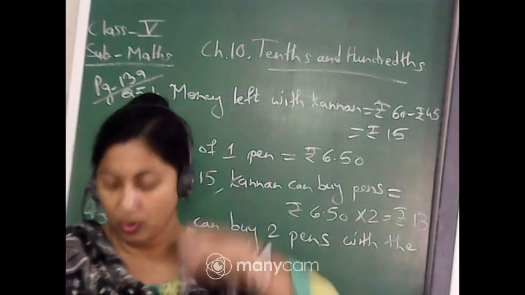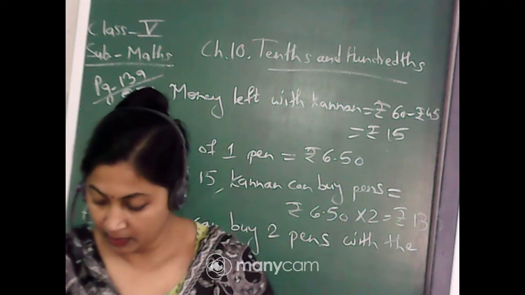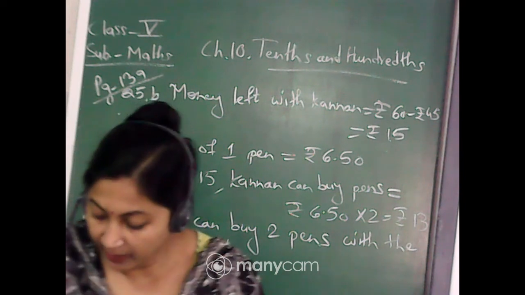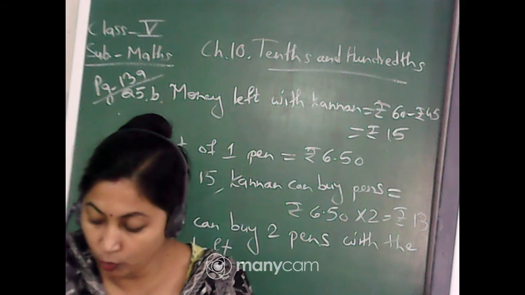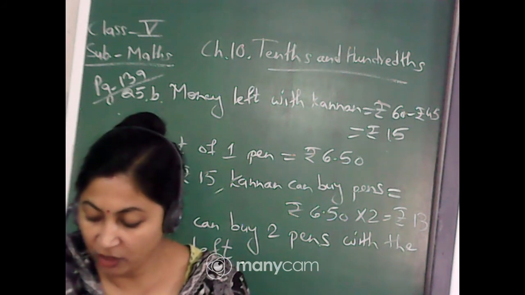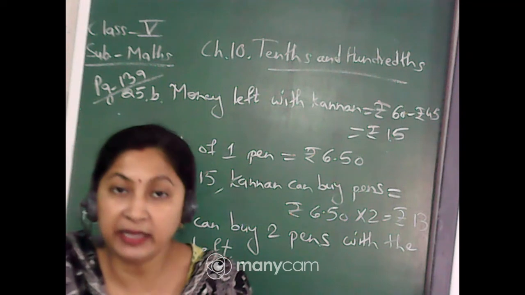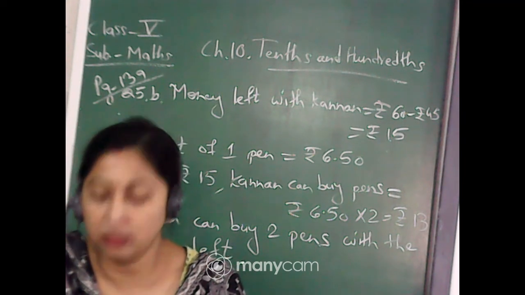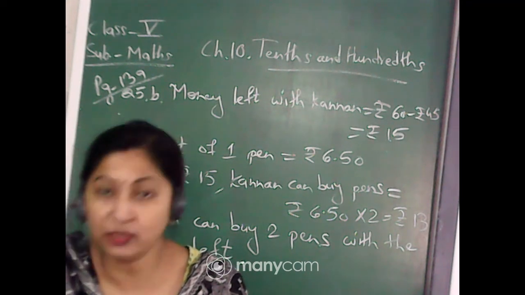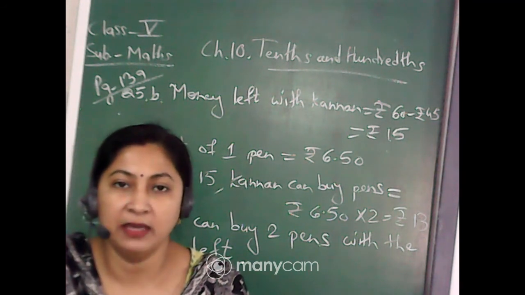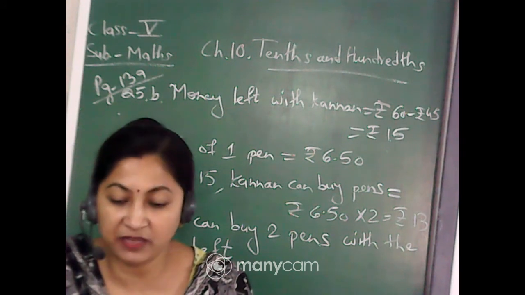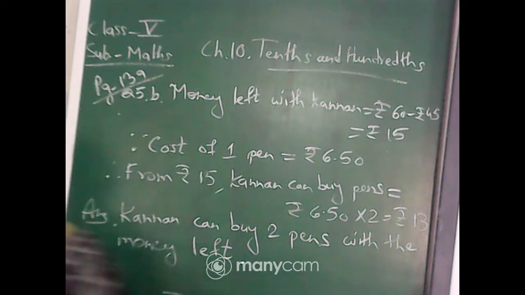Clear? Now come to question number 6. The price of 2 pens is rupees dash. Can she buy 2 pens? The price of 2 pens is rupees 13. Write in the book. The cost of 2 pens is rupees 13. Can she buy 2 pens? Answer will be yes. Write yes.